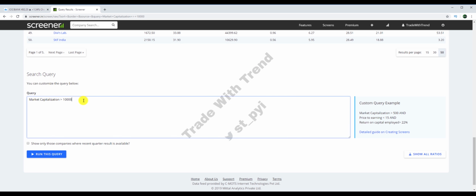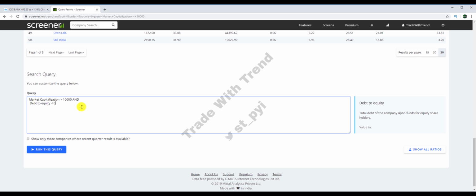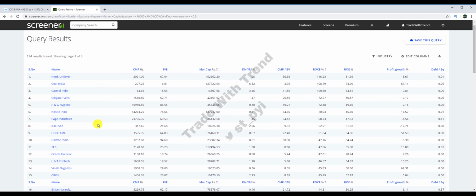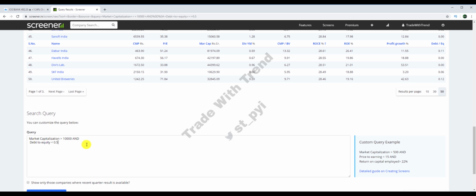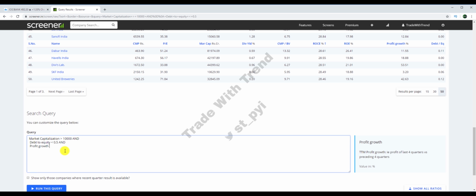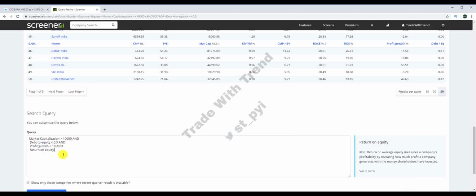So now I'll add one more filter, that is debt to equity should be less than 0.5. Once you again run this query, you would then get 124 names. Again, it's almost half of what we just had. I would then set up two more criteria based on profitability and return on equity ratio. So profit growth, I would want greater than 10%, which is very nominal. And return on equity, I would want somewhere closer to 25%.